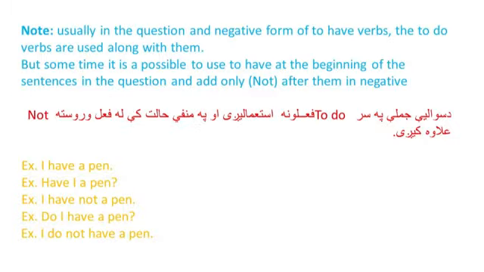Note: usually in the question and negative form, to have verbs are used along with the to do verbs, but sometimes it is possible to use to have at the beginning of the sentence in the question and add only not after them in the negative.